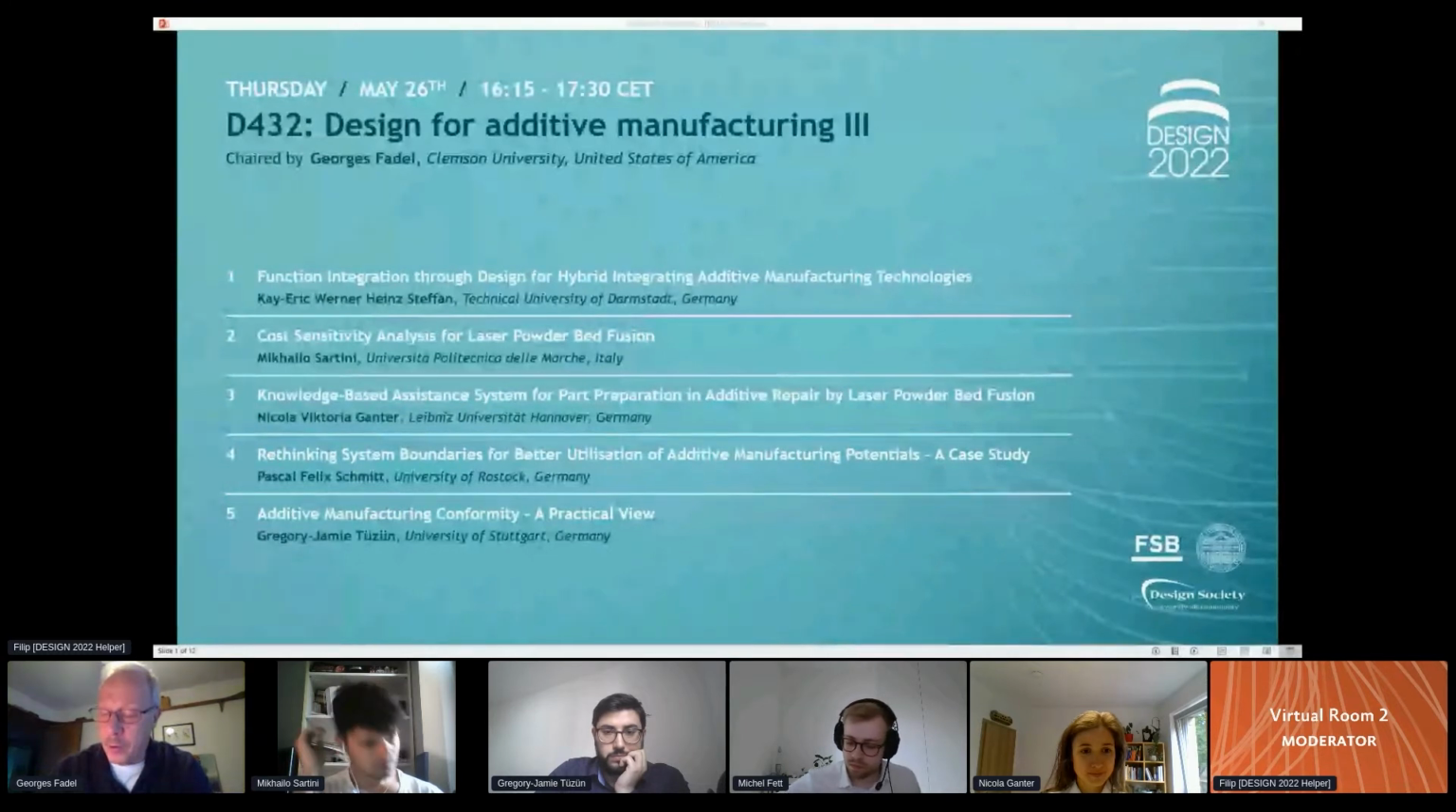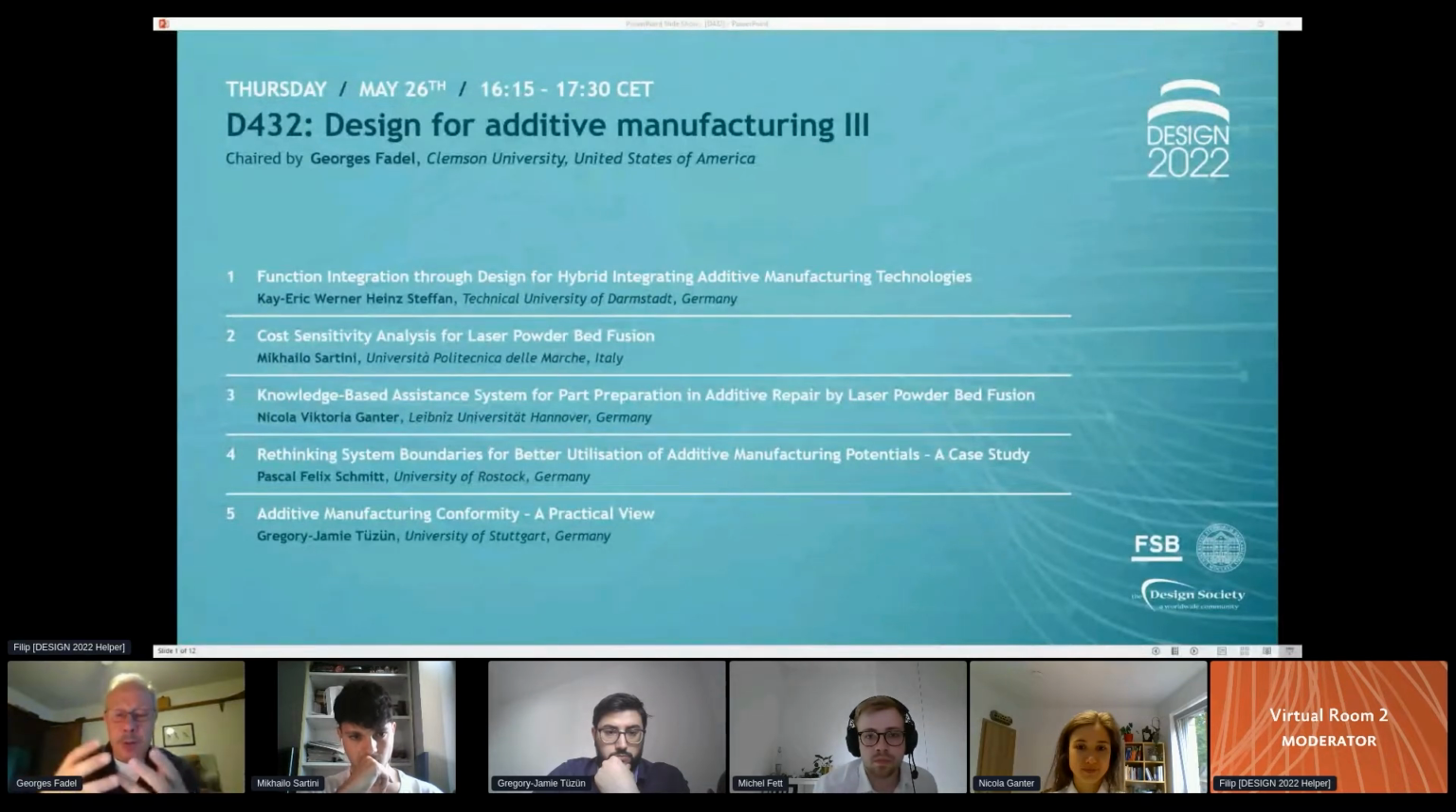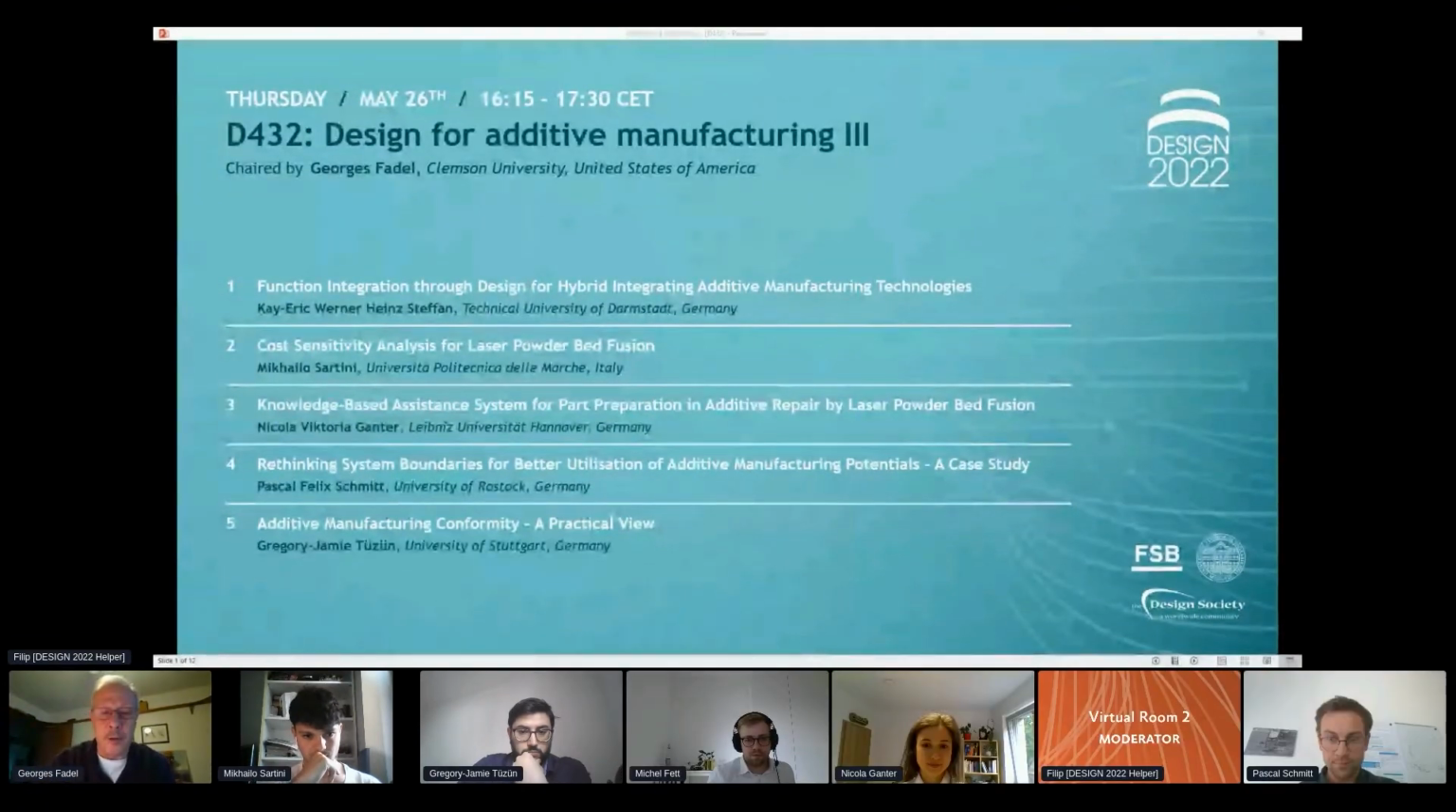We have 5 papers, and the papers address different aspects of additive manufacturing. We have a paper on functional integration, a paper on cost, a paper on part preparation for repair, a paper on the potential of additive manufacturing use, and a paper on conformity. So 5 aspects that are very important for the field of additive manufacturing, and hopefully we will see how these things build upon each other and basically help us moving forward.